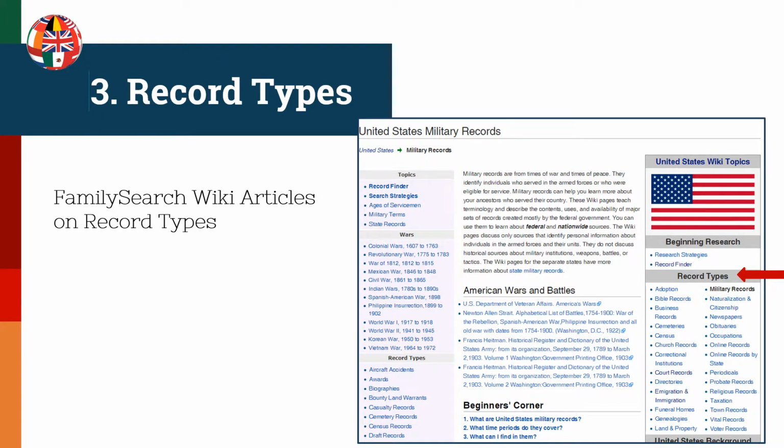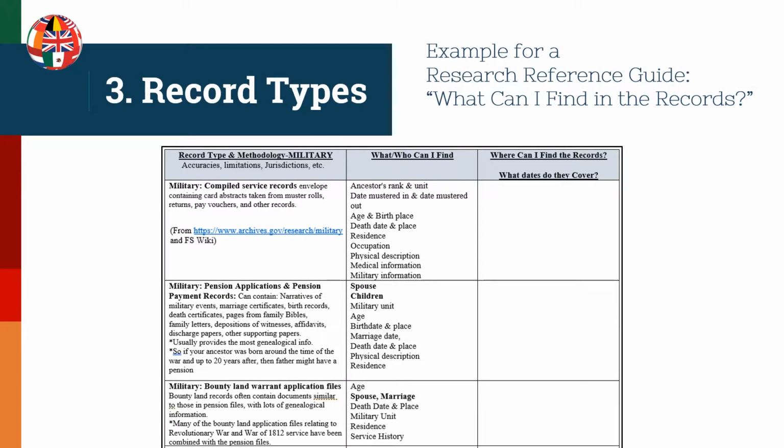One place to start learning about the record types would be to read the FamilySearch Wiki articles about the specific record you're learning about. These wiki articles can explain the three questions we just asked about their content, their availability, and their coverage. Here is an example from my research reference guide on military records, where I was trying to compile the information on what can I find in the records, where can I find them, and what dates do they cover.